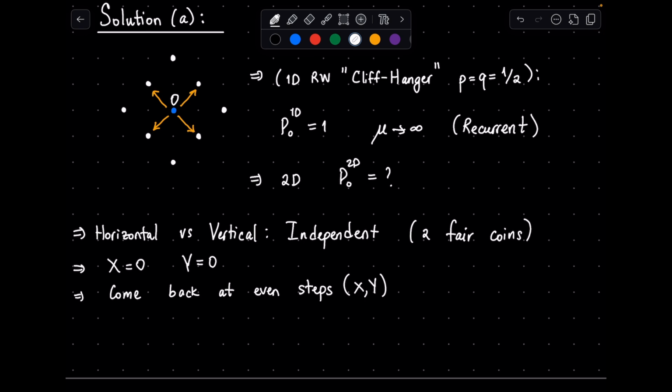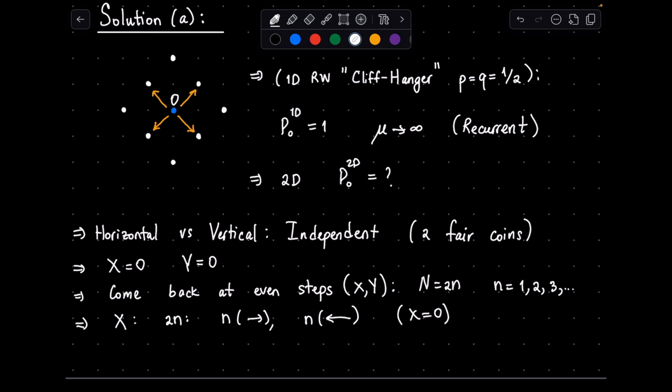Let's call the total number of steps N equal to 2n, where this small n can take values from 1 to infinity. To see that, let's just focus on one of the dimensions, say x. Then, out of 2n steps, n of them have to be to the right, and another n have to be to the left, so that they cancel out and it ends up back at 0.